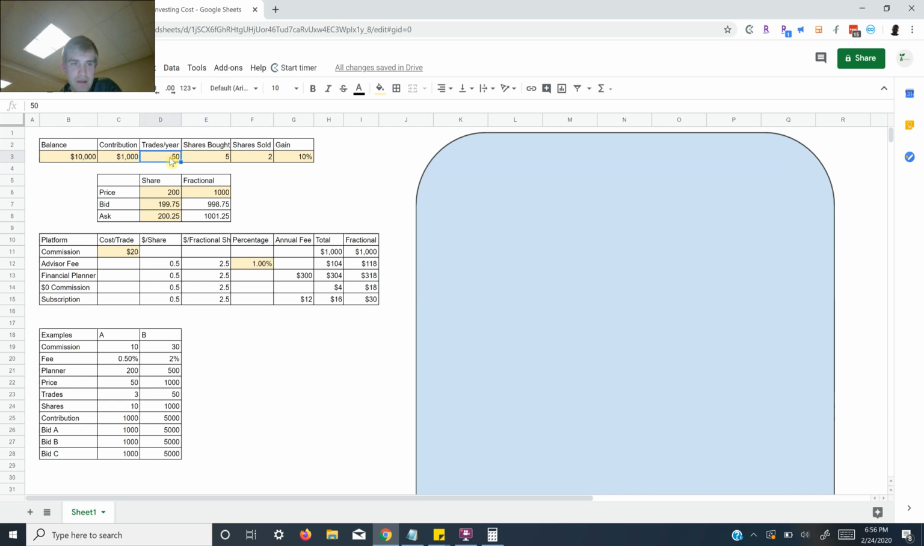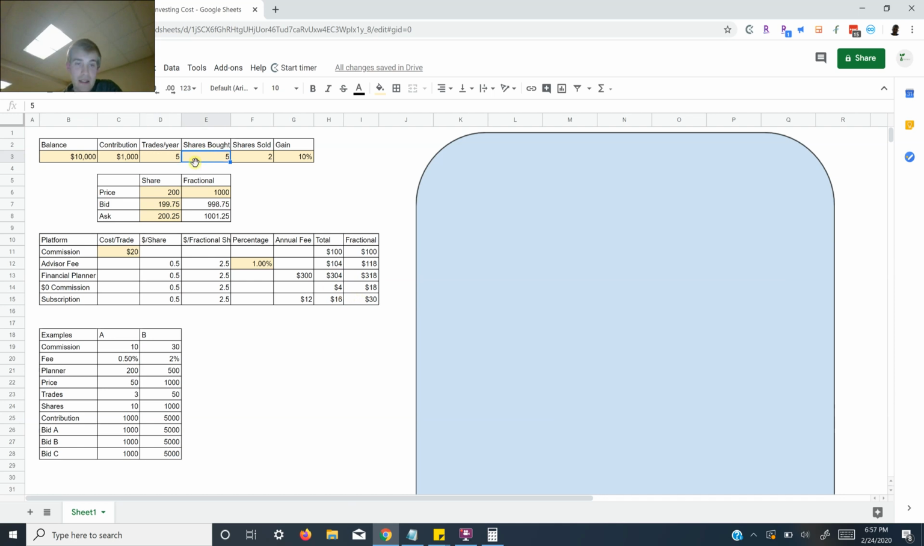50 trades. Let's go down to like 3 trades again. Or I just want to make this one higher. So let's go to 5 trades. So you could see how the advisor fee's not really working out for you at 5 trades. Definitely the financial planner, taking into account that they're helping you with other things, and the fee might be different than that. I just threw that in there. Commission, $0 commission, killing it at this level.